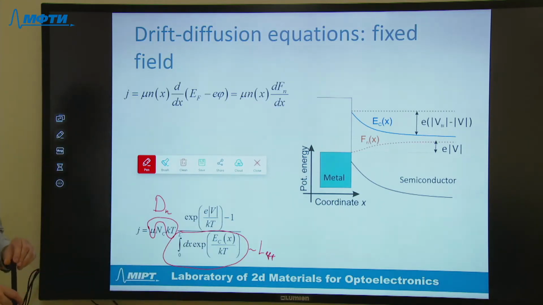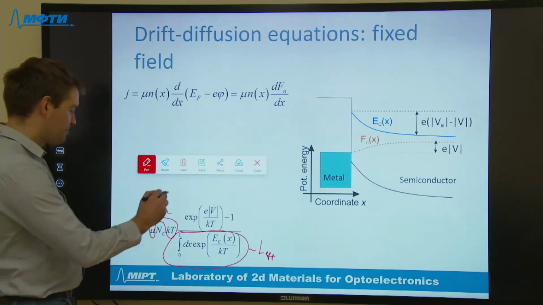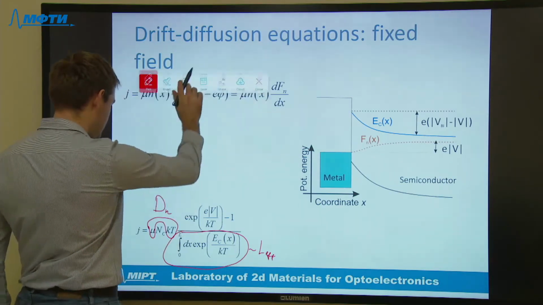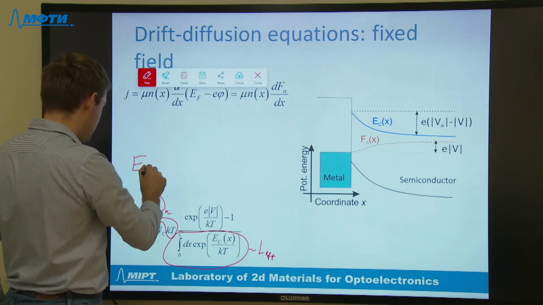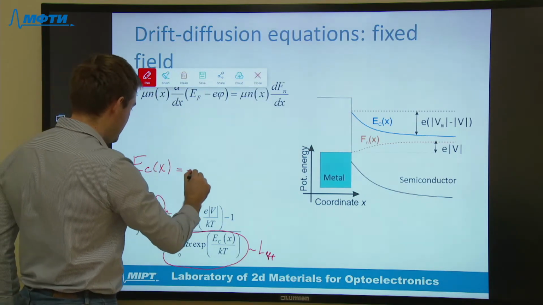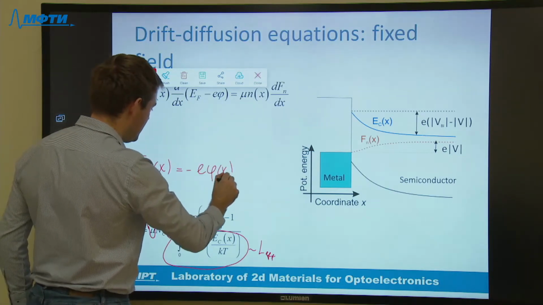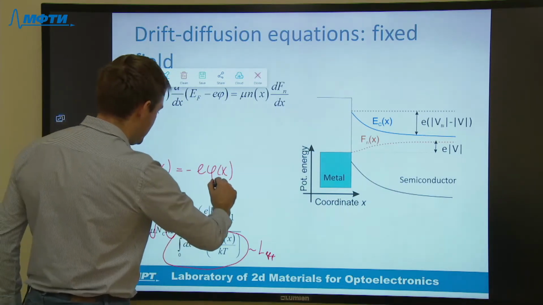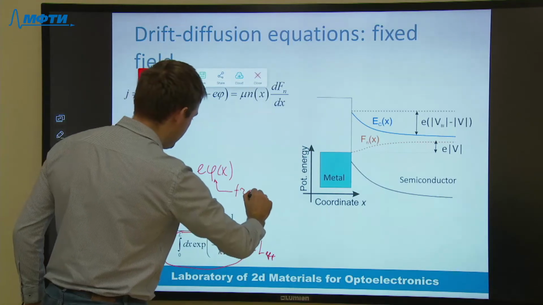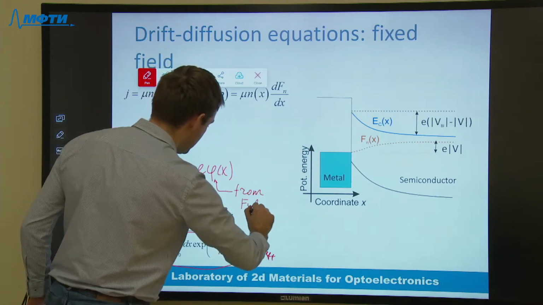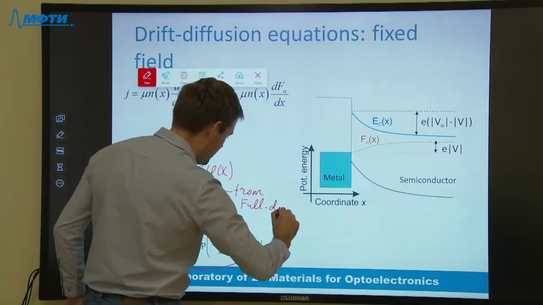So you can easily check it by writing that the conduction band bottom is the inverted potential, and the potential can be taken from the full depletion approximation.